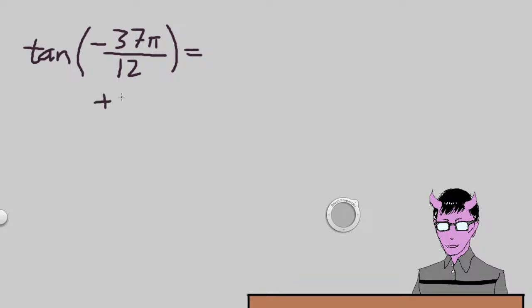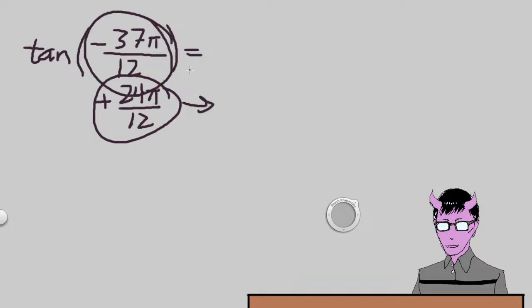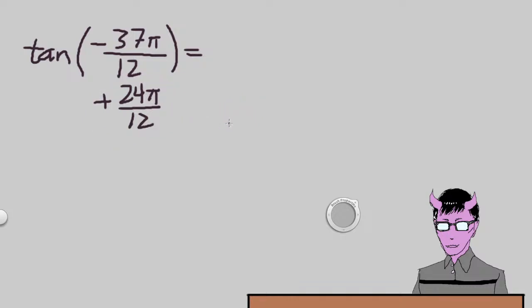So we're going to add 24 pi over 12. Because again, we're essentially taking away one extra spin from this one. So that is equivalent to one extra full circle spin, which is 2 pi. So let us commit to that. So negative 37 plus positive 24, that's going to simplify into negative 13 pi over 12.